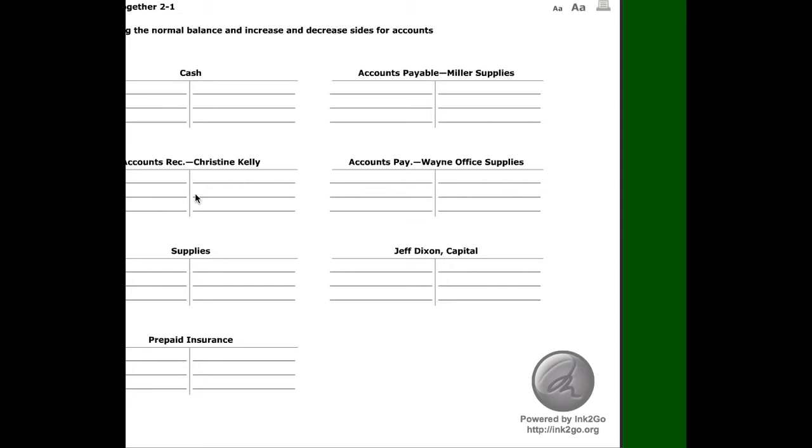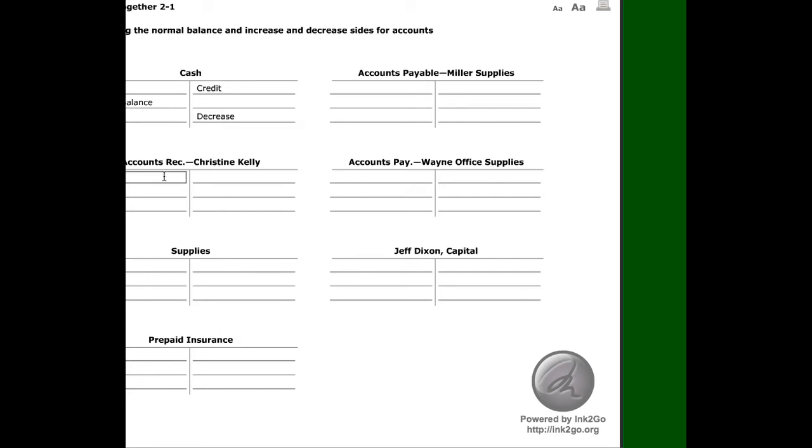Cash is an asset account, so therefore we know that the left side is the debit side, making the right side the credit side. The normal balance belongs under the debit, and it is also our increasing side. Therefore, the right side, the credit side, will also decrease.